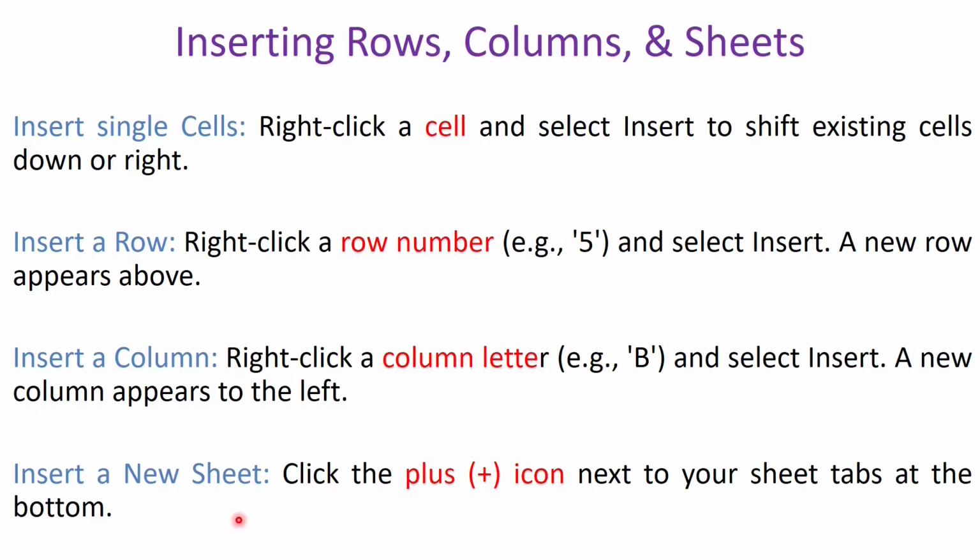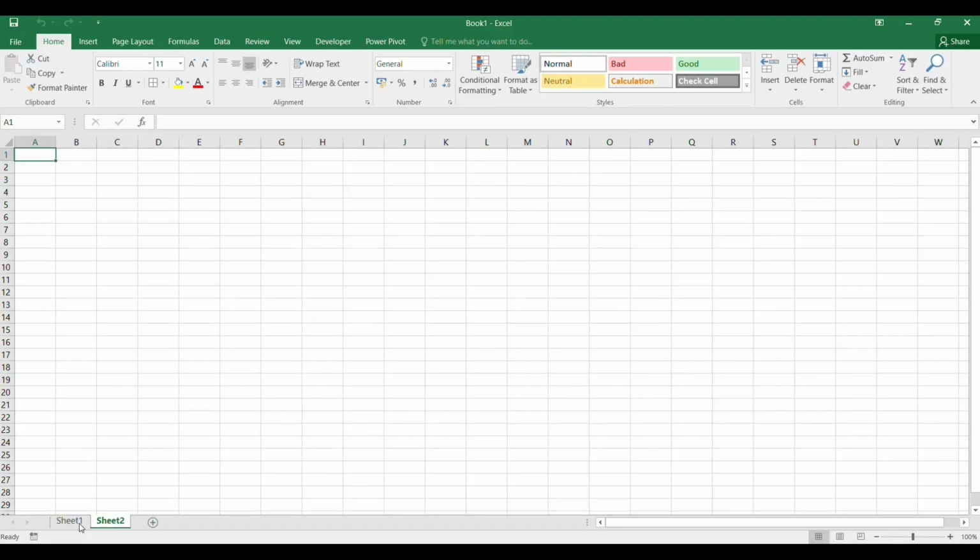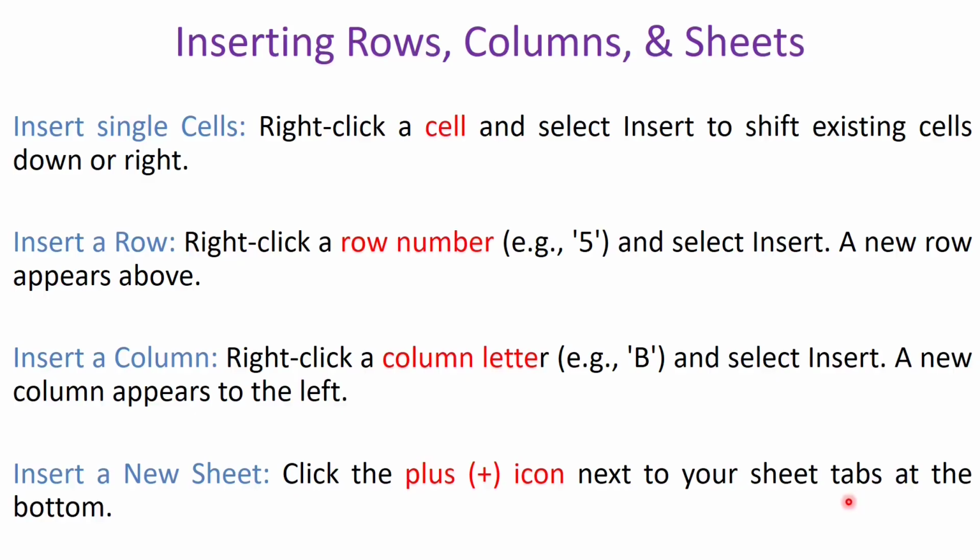Finally, there is an option to insert a new sheet into the workbook. This is especially useful for keeping different sets of data separate. A new sheet can be added by clicking the plus icon next to the existing sheet tab at the bottom of the screen. Excel will name it automatically, but it can be renamed by double clicking the sheet tab. The shortcut key for inserting a new sheet is Shift plus F11.